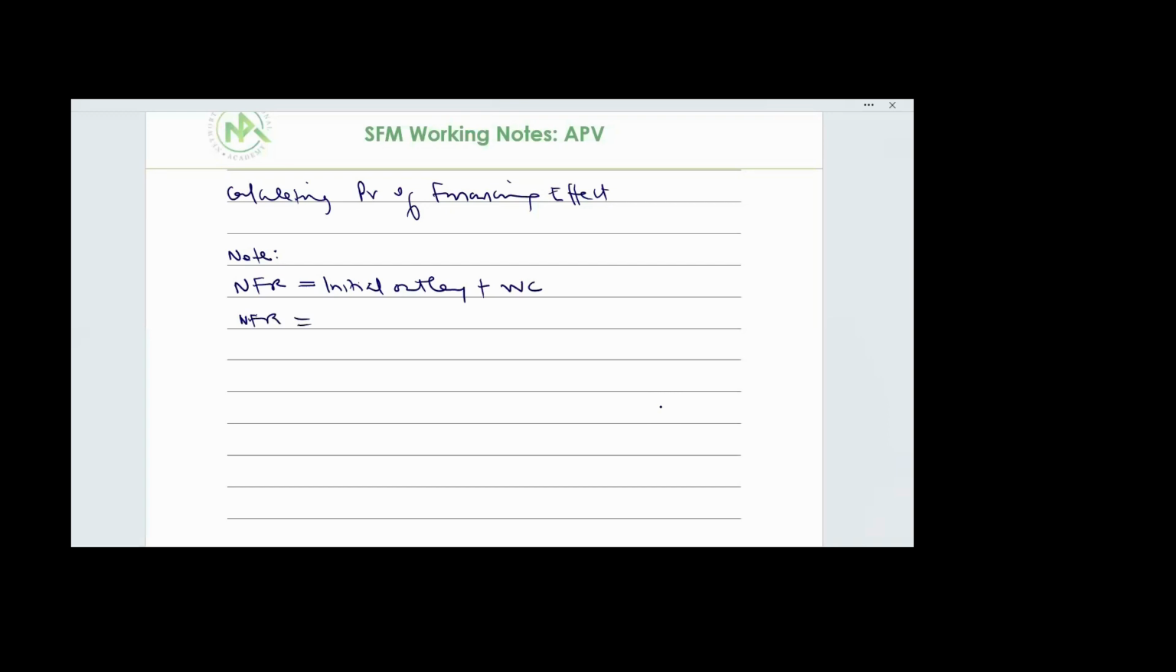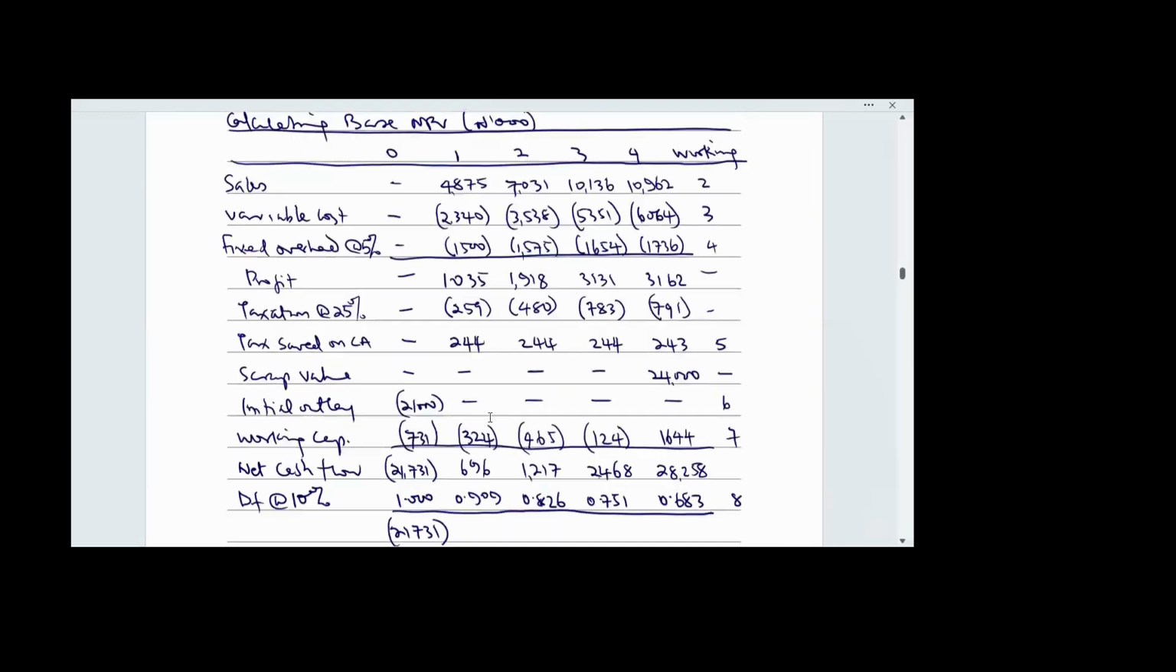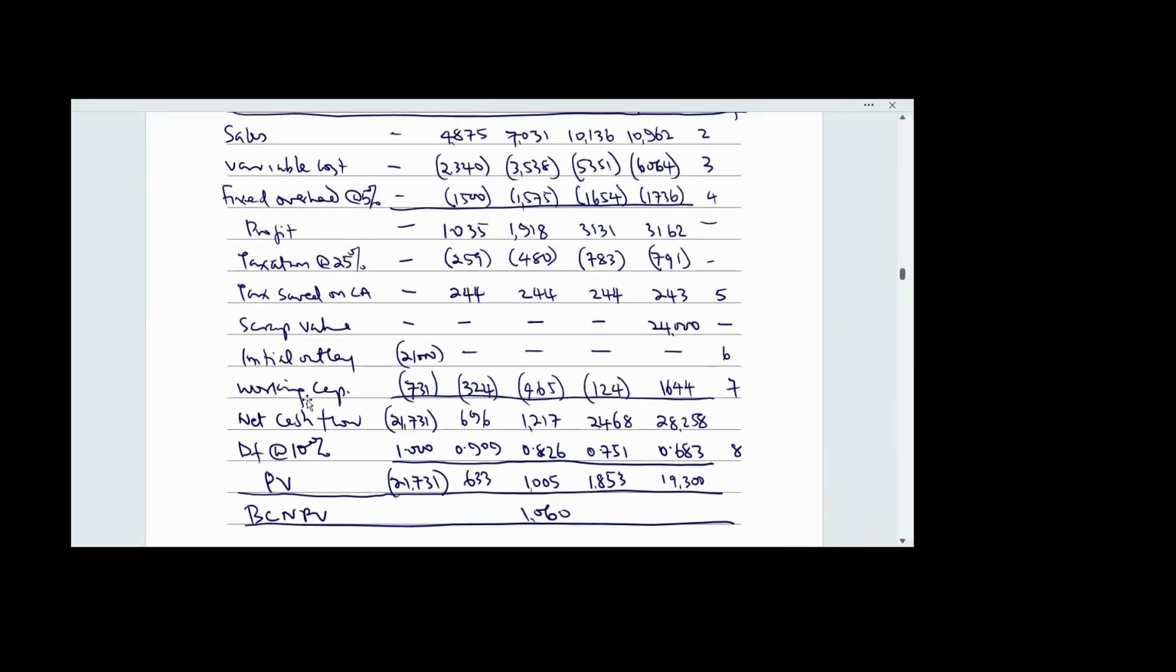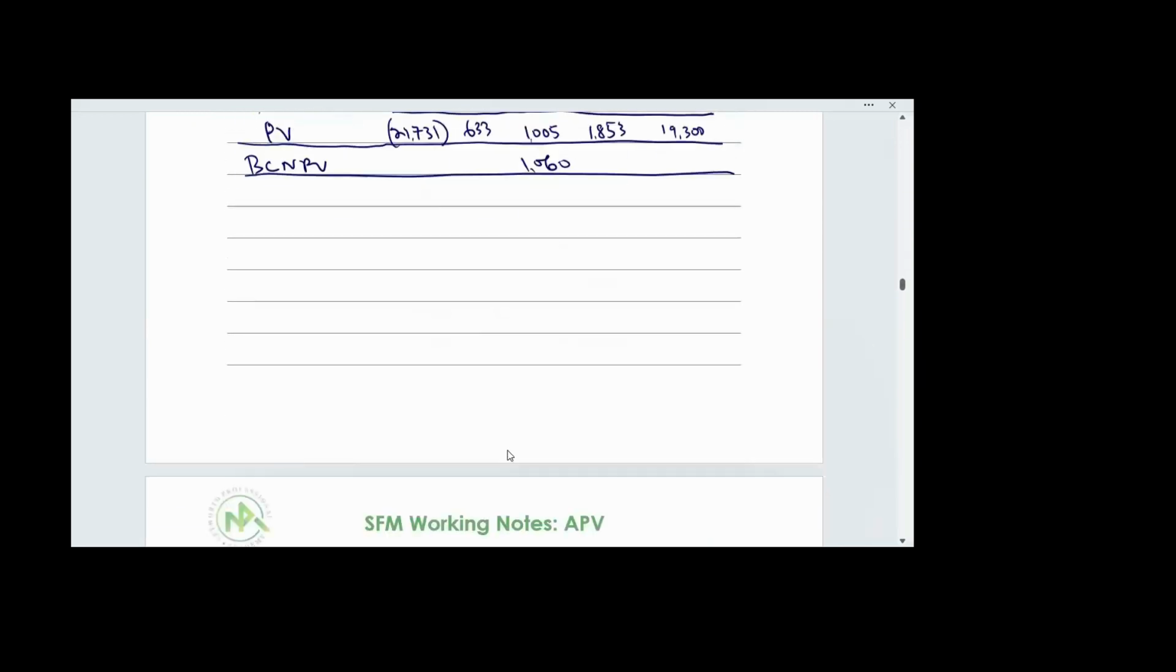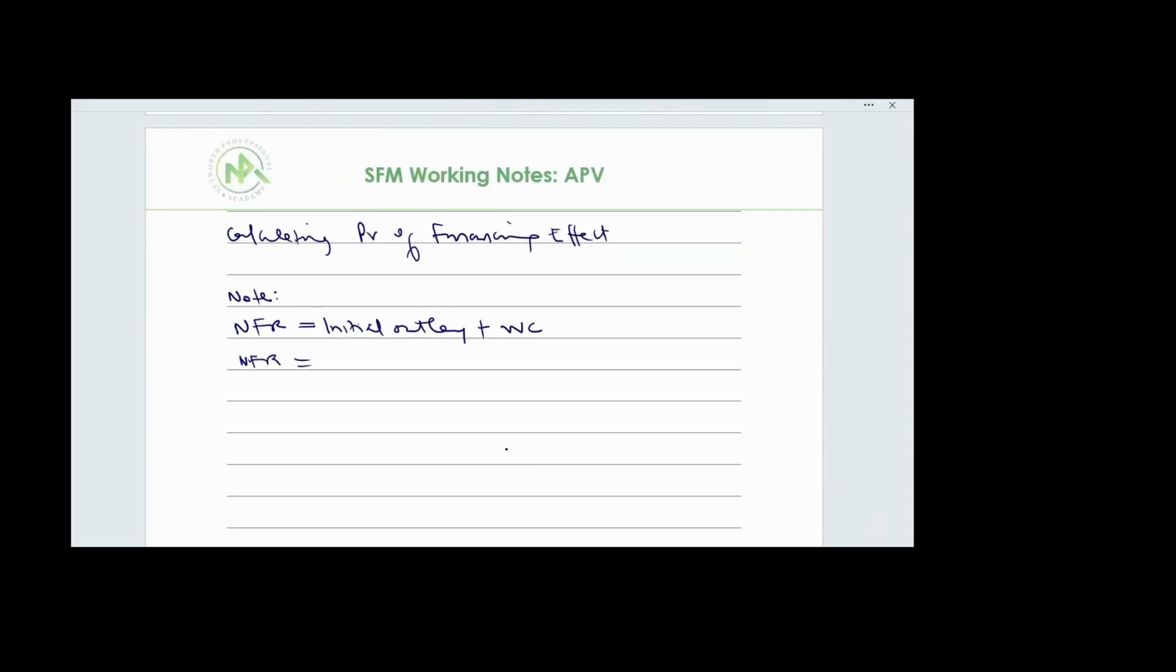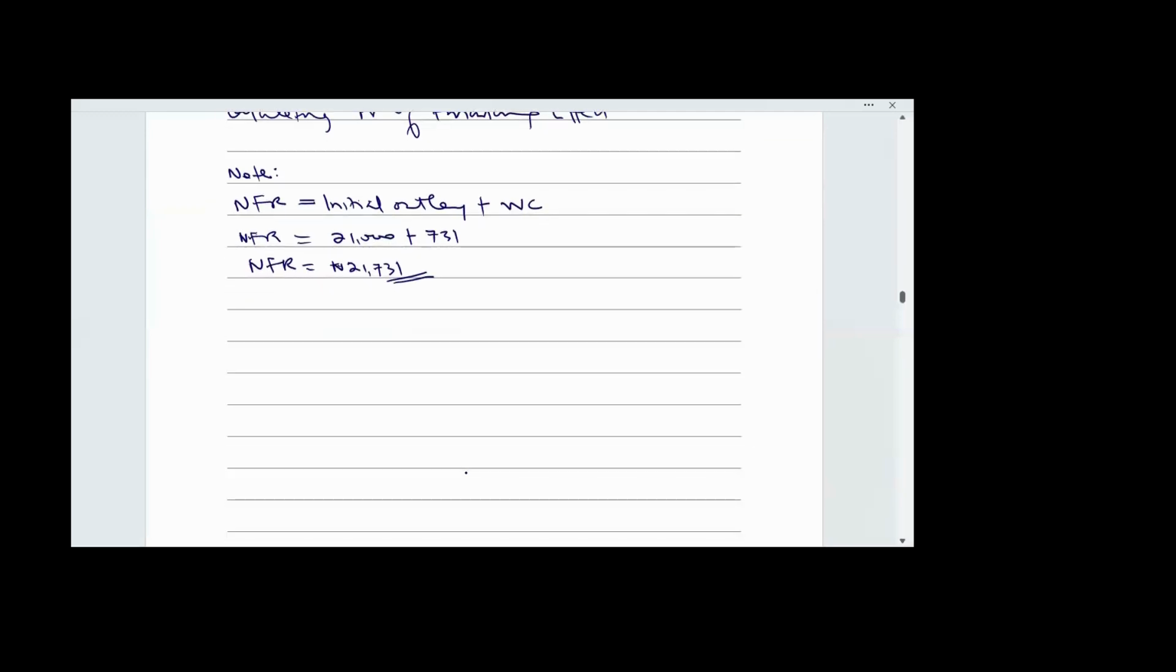I will go to the question. How much is my initial outlay? We've already done this. Initial outlay is 21,000. Then working capital is 731. So go and add the two together. Initial outlay 21,000, working capital 731, when you add them together, our net finance required will be equal to 21,731. Remember, our figures are in thousands. So that is net finance required.